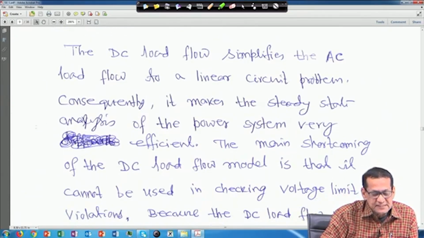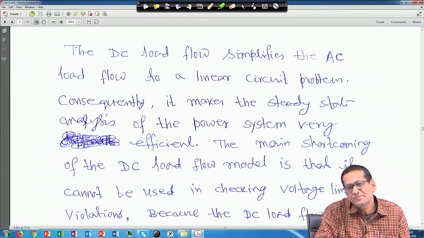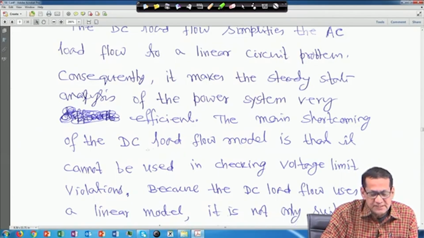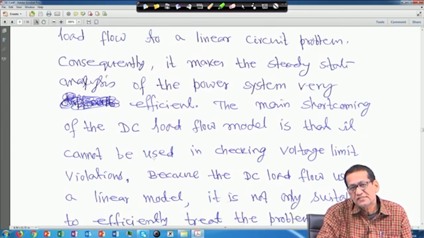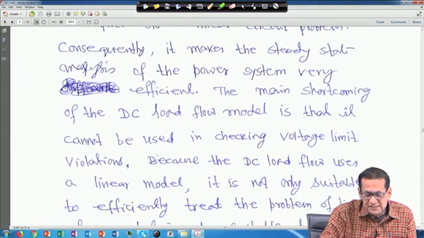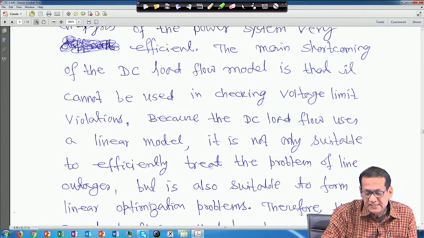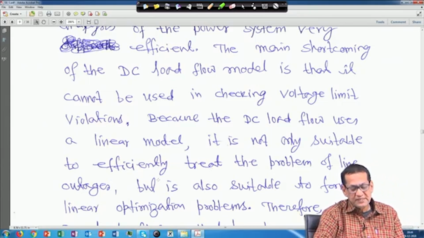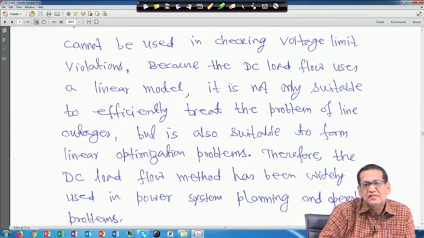Consequently, it makes the steady state analysis of the power system very efficient; quickly you will get the result, although the result may not be exact, but it helps a lot. The main shortcoming of the DC load flow model is that it cannot be used in checking voltage limit violations, because it uses a linear model. It is suitable to efficiently treat the problem of line outages, and also to form a linear optimization problem.